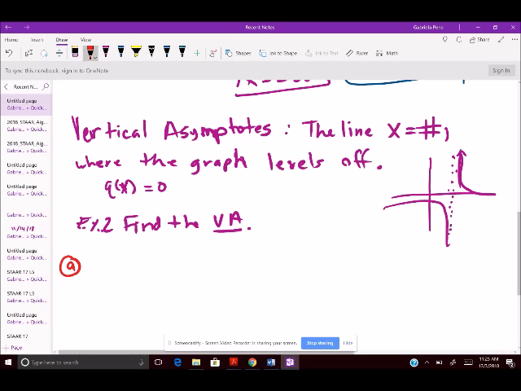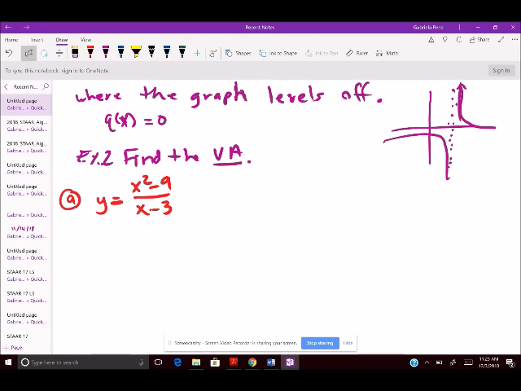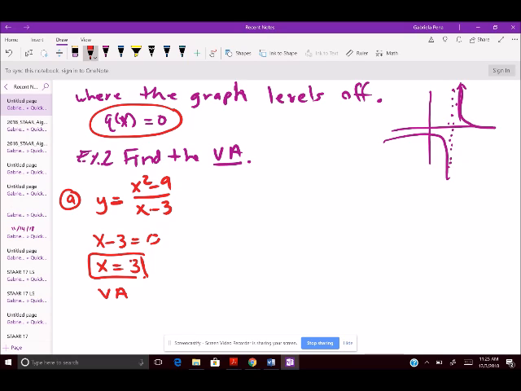So when we look at the first one, we're using the same example: y equals x squared minus 9 over x minus 3. What do we do to find it? Take the denominator, the Q of X. I set it equal to 0 and I get x is 3. This is your vertical asymptote. That's your answer. It's easy, the same thing as the top. If it's an asymptote, there's no graph on it, so that's why it's not part of your domain.